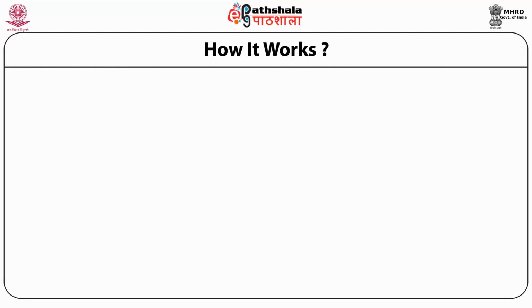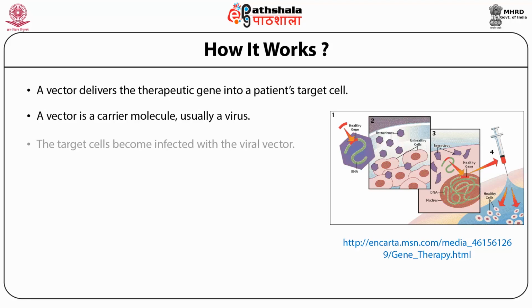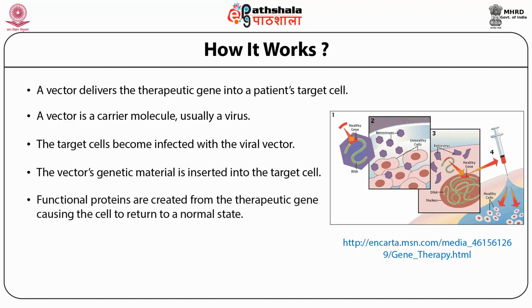So how does this gene therapy work? A vector delivers the therapeutic gene into a patient's target cell. So what is a vector? A vector is actually a carrier molecule, and usually in gene therapy it is a virus. So the target cell becomes infected with the viral vector. Then the vector's genetic material is inserted into the target cells, and functional proteins are created from the therapeutic gene, causing the cell to return to a normal state. So whatever diseased cells were there, they all became normal because of the insertion of the genes.